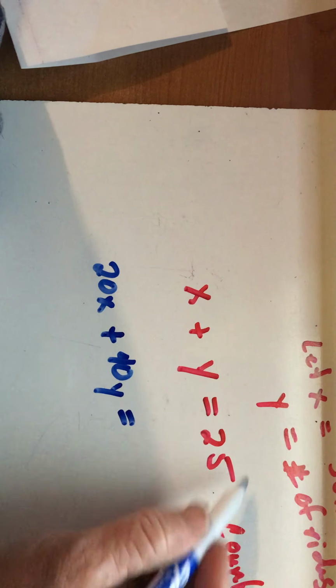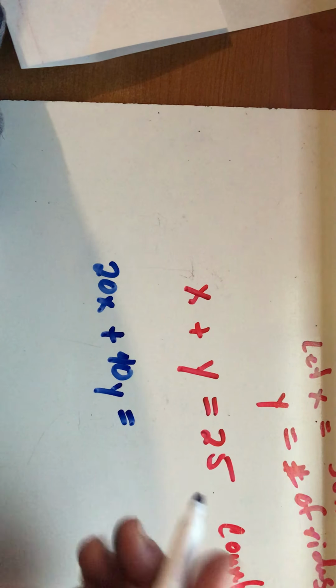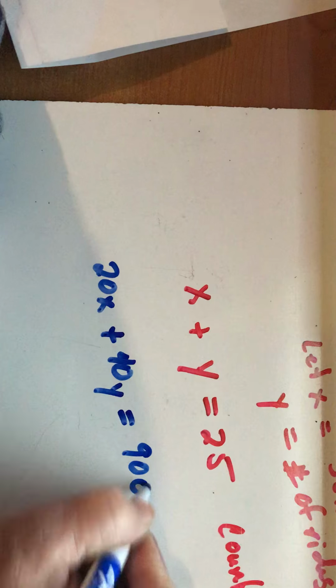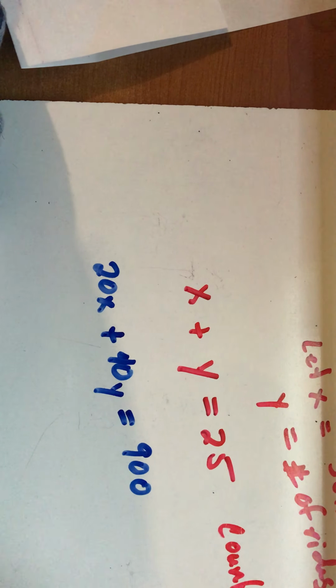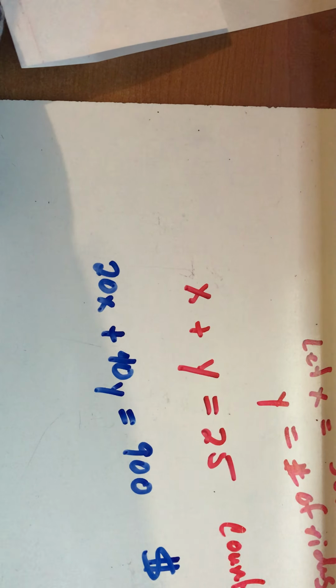Now we don't do anything with this 25 here. We just put the total, 900 bucks. So this is your money equation. So notice you have two equations.